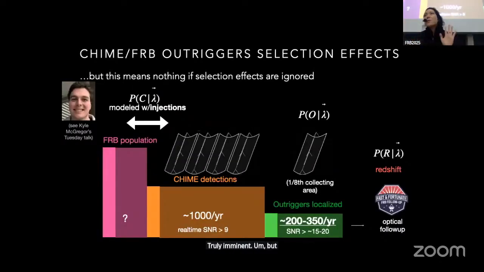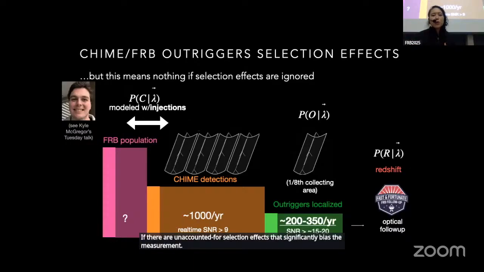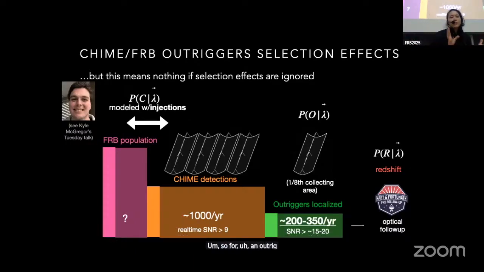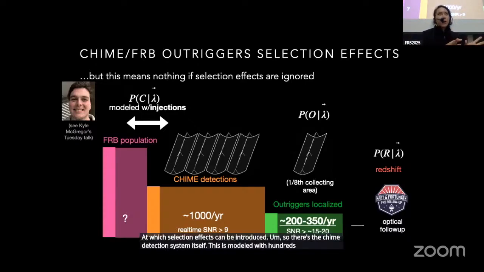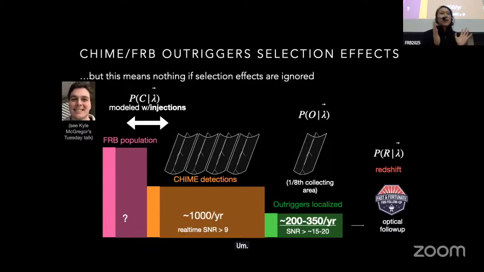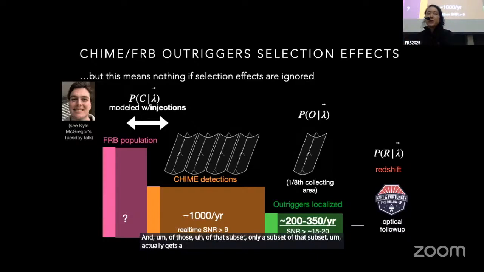But of course, it doesn't matter how many FRBs we have if there are unaccounted-for selection effects that significantly bias the measurement. For an Outriggers-localized sample of FRBs that also have redshifts, there are multiple levels at which selection effects can be introduced. There's the CHIME detection system itself, modeled with hundreds of thousands of injections. Kyle talked about this on Tuesday. There's also the fact that we only Outrigger-localize a subset of all CHIME detections. And of that subset, only a subset actually gets a redshift measurement because of optical selection effects.